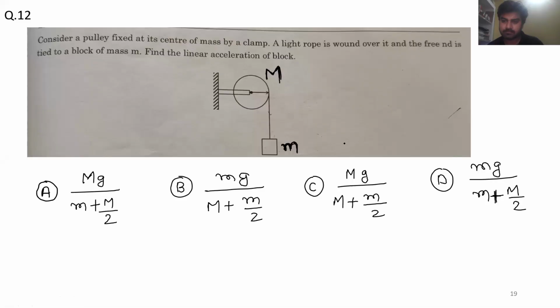Okay, next question. This is also a good question, right? So consider a pulley fixed at its center of mass by a clamp. A light rope is wound over it, and the free end is tied to a block. So this is a pulley, right? Free end is tied to a block of mass m. Mass of pulley is capital M. You have to find the linear acceleration of the block. Means the block will go down. What is the acceleration of the block? That we have to find.